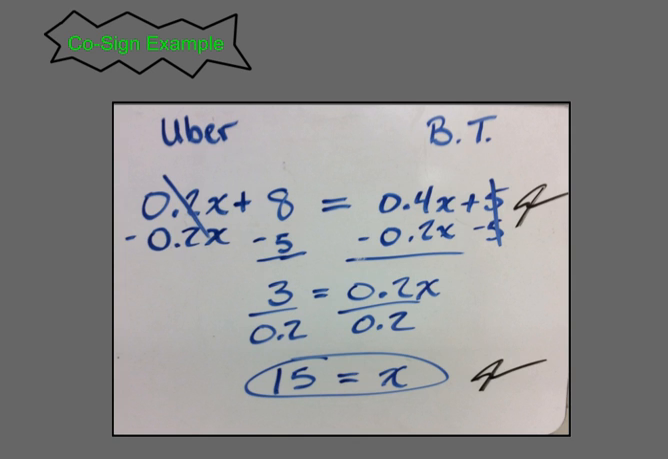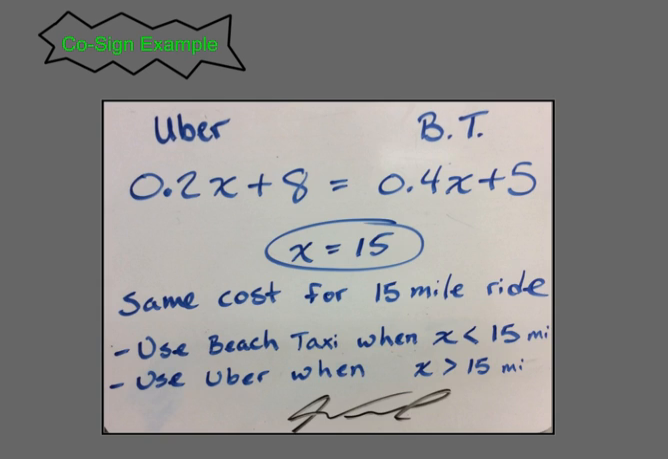So now we know that the companies are equal at 15 miles, but the question asks them which one should they use, and well, that really depends, doesn't it? So the final part with that would be using the y-intercept and the slope. They might say that the companies have the same cost for 15 miles, but you would want to use Beach Taxi when the number of miles is less than 15 miles, and use Uber when greater than.